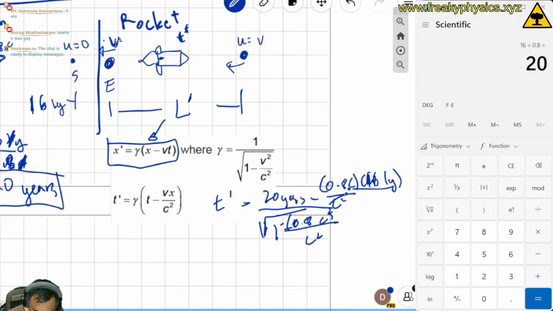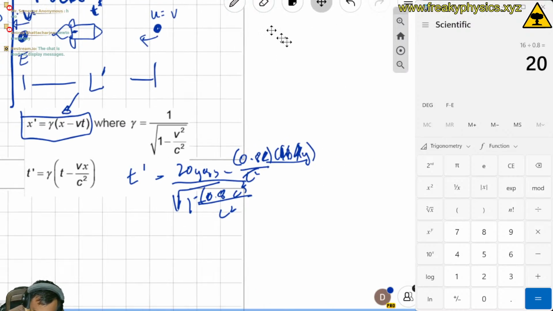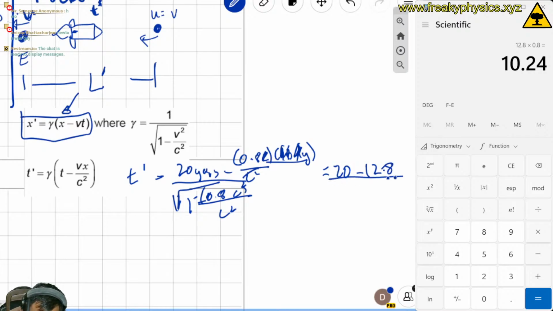So what happens? The c and the c in light years cancel out. So we solve that now. That's going to give us 20 minus... hold on, is this right? T equals 20 years minus 0.8 times 16 this time, right? So 16 times 0.8 is going to be 12.8. Okay, then the c squared cancels out. We're left with that.